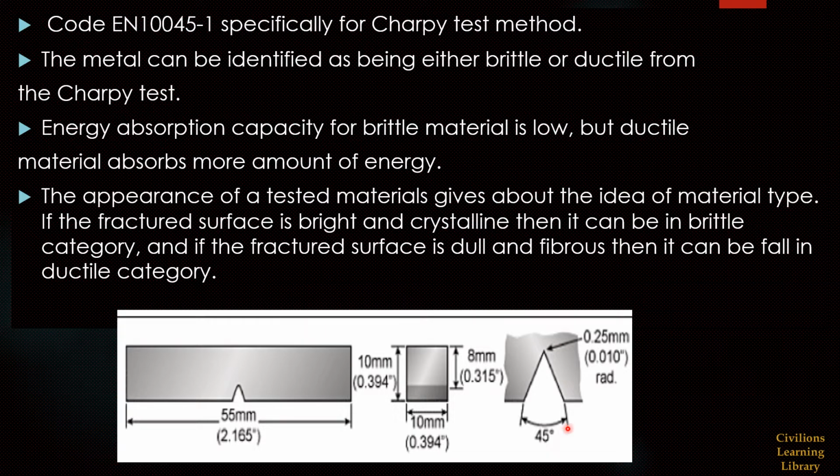This is the image representation of the standard Charpy V-notch test specimen. The standard Charpy V-notch specimen is 55 mm long, 10 mm square, and has a 2 mm deep 45-degree notch with a tip radius of 0.25 mm, and it is machined on one face.